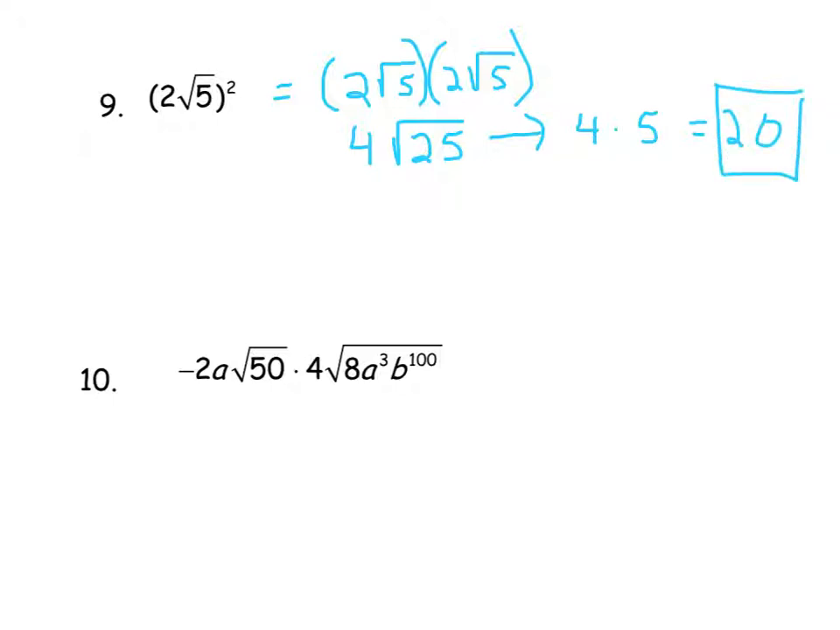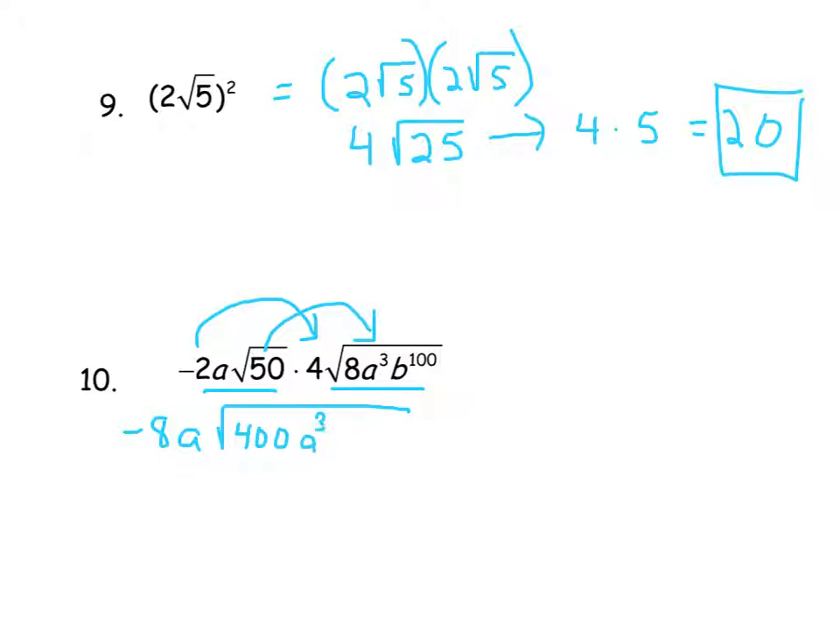All right, now the last problem that we have is a monomial times a monomial. So what we're going to do is multiply the numbers on the outside, the coefficients. So I would get negative 8a, and then I'm going to multiply the radicands together. So inside the radicand I would have 8 times 50, which I think is 400. And then I'd have the a cubed and b to the 100th.